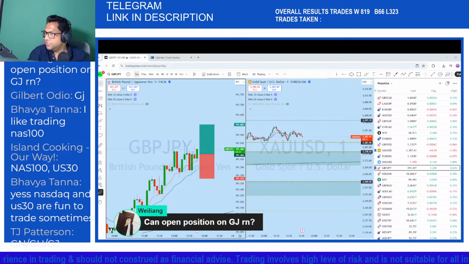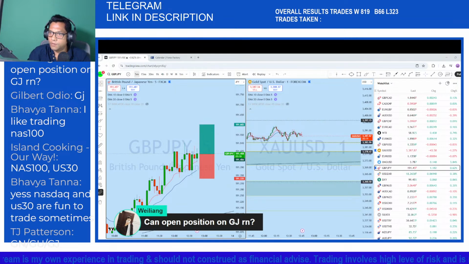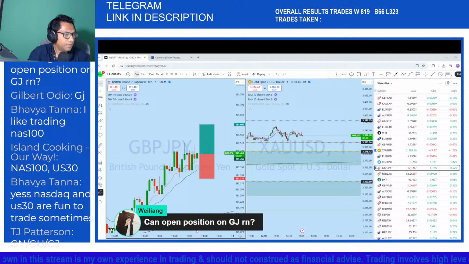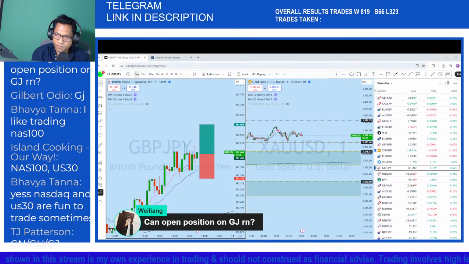Based on the 5-minute settings, GBP JPY looking for a bullish move to the upside. Have opened buy GBP JPY. We are already running another trade, so we are adding one more position.